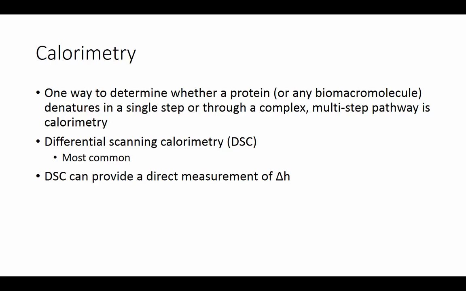One way we can determine whether a protein, or any macromolecule for that matter, will denature in a single step or through a complex multi-step pathway is by calorimetry. Essentially, we put it in a machine that heats it up slowly and in measured increments. Differential scanning calorimetry, or DSC, is the most common tool used. DSC can provide a direct measurement of that delta H we so crave.